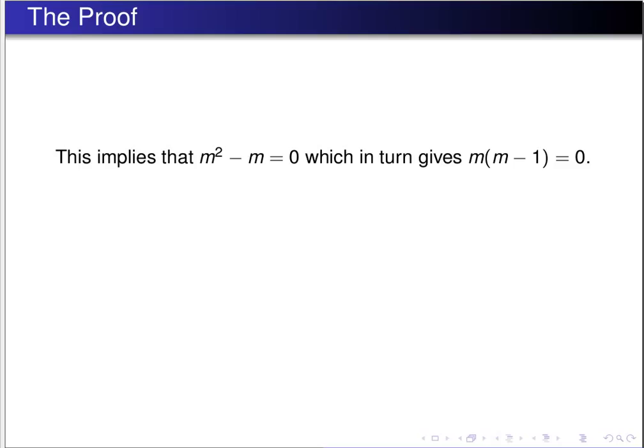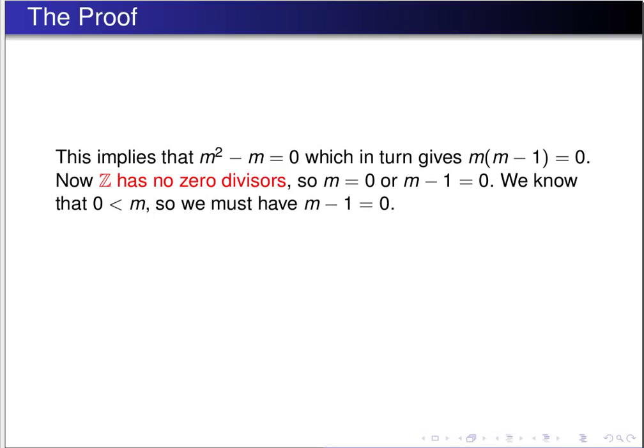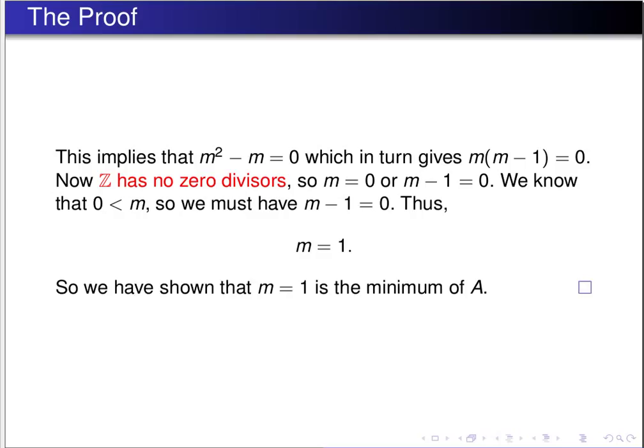And this is where we use the fact that the integers have no zero divisors. So we know that the product of m and m minus 1 is equal to 0. So the fact that Z has no zero divisors implies that one of those two elements of the product is equal to 0. Either m is equal to 0 or m minus 1 is equal to 0. Okay? But, of course, we know that m is greater than 0. And so it's not equal to 0. So the other one has to be equal to 0. That is, m minus 1 has to be equal to 0. And that, of course, implies m equals 1.